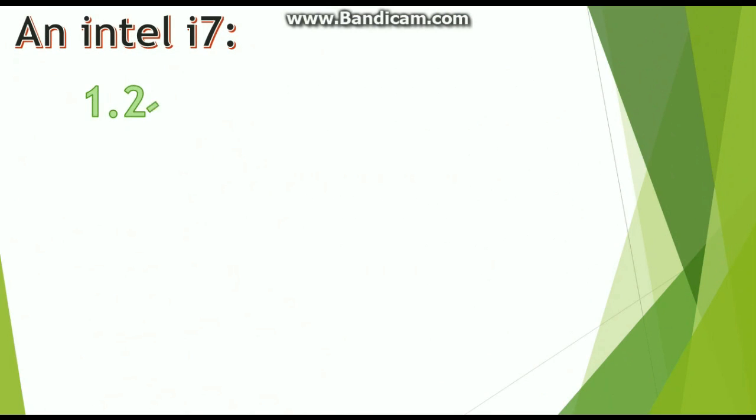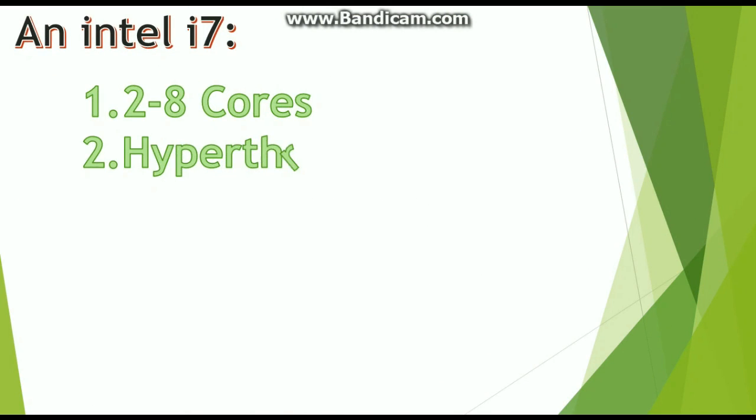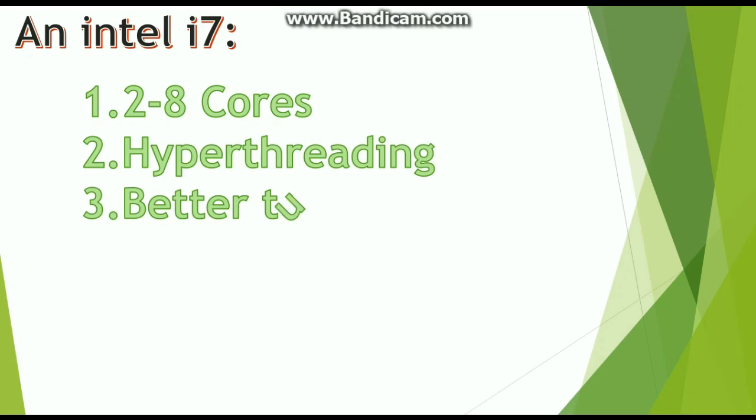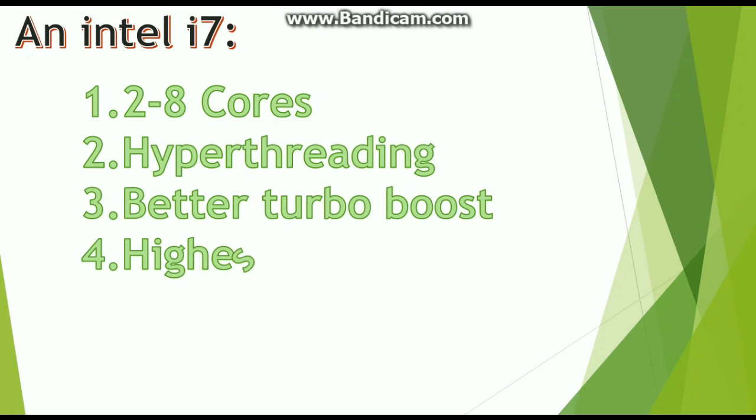The next CPU is the highest of the bunch, the Intel Core i7. An i7 can have anywhere from 2 to 8 cores, hyper-threading, better turbo boost, and is the highest costing CPU of the bunch. In an i7, usually the turbo boost will range from 2.75 to 3.5 GHz, something like that.